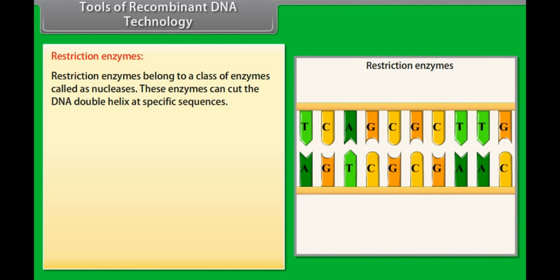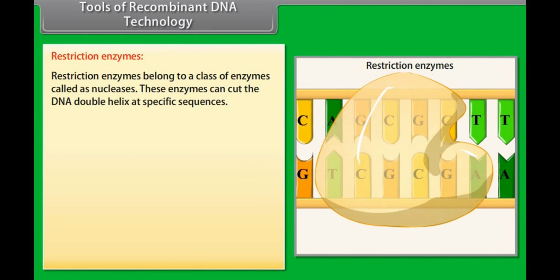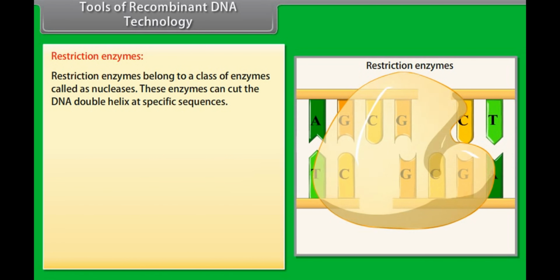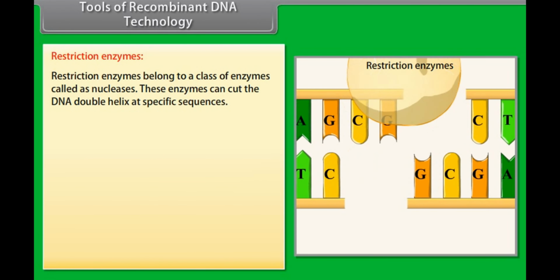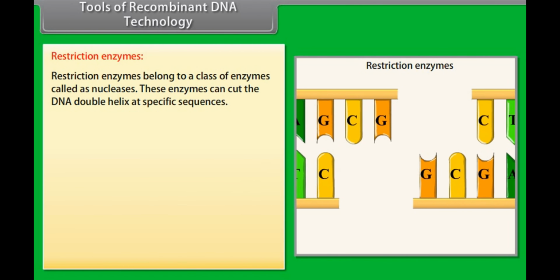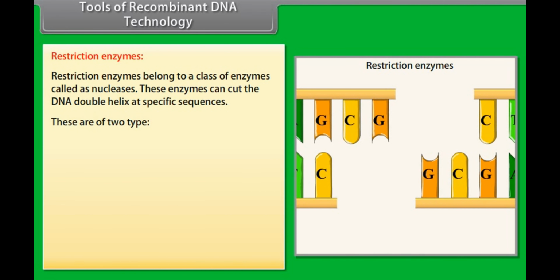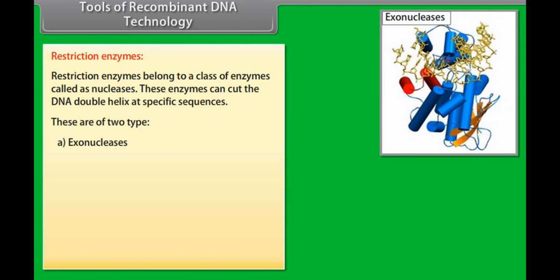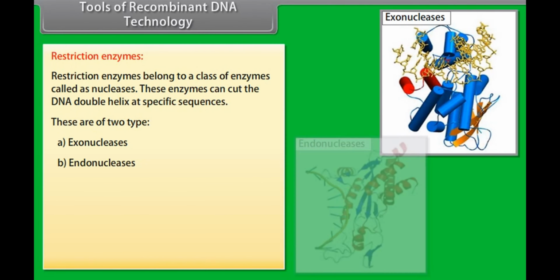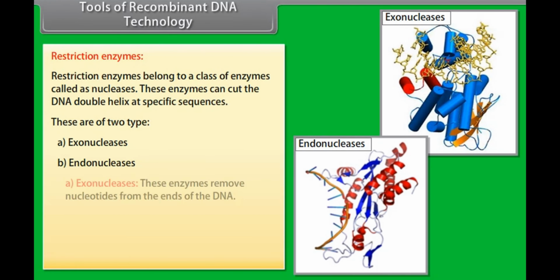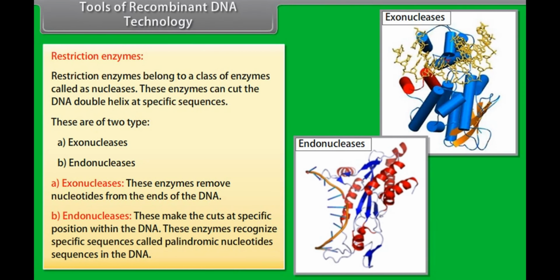Restriction enzymes belong to a class of enzymes called as nucleases. These enzymes can cut the DNA double helix at specific sequences. These are of two types: exonucleases and endonucleases. Exonucleases: these enzymes remove nucleotides from the ends of the DNA. Endonucleases: these make the cuts at specific position within the DNA.